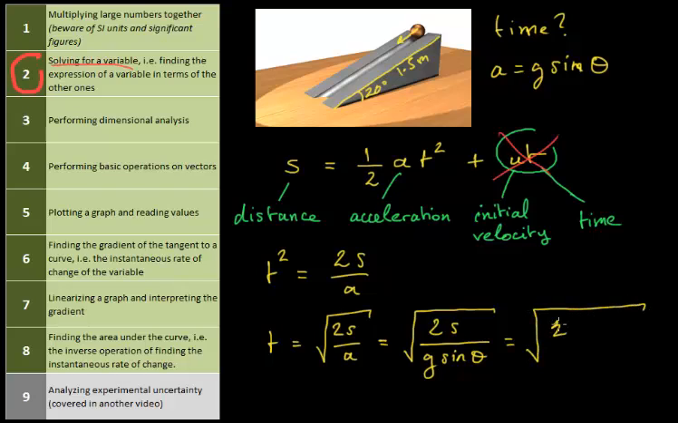Now I just have to plug in the numbers. So square root of 2 times 1.5 meters divided by 9.8 meters per second squared, this is in your data booklet, times sine of 20 degrees. Everything is in SI units, and I can now write my final answer using my calculator. And I obtain 0.95 seconds. Of course, I didn't forget to put my units, and I express my answer with 2 significant figures because I have 2 significant figures for the plane length and the angle of inclination.